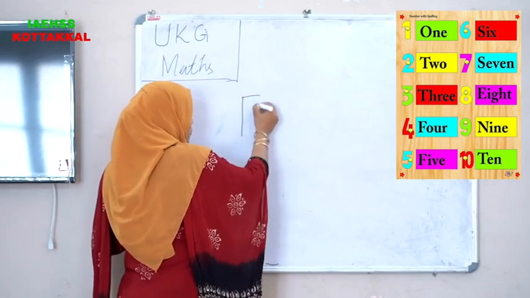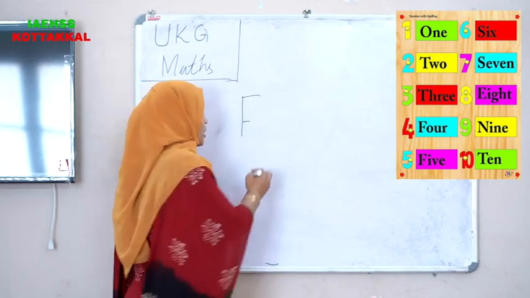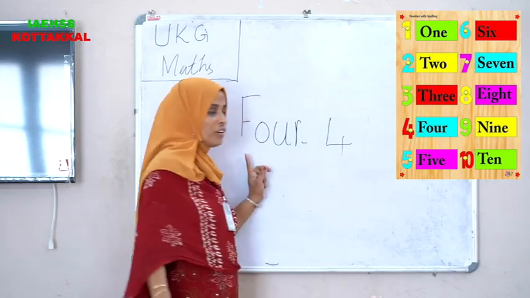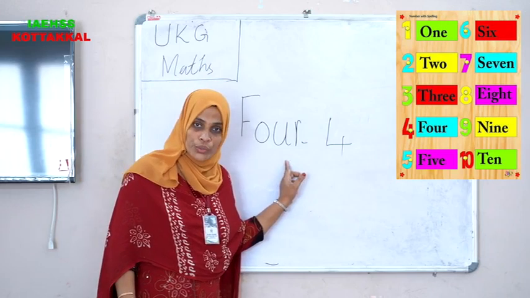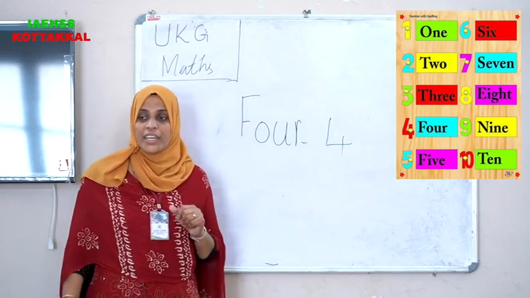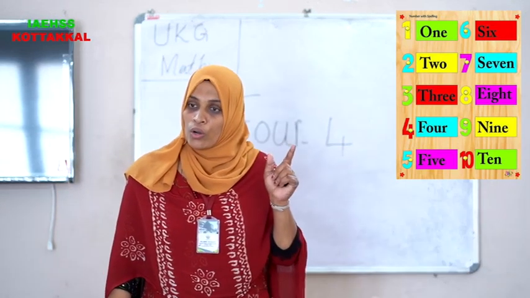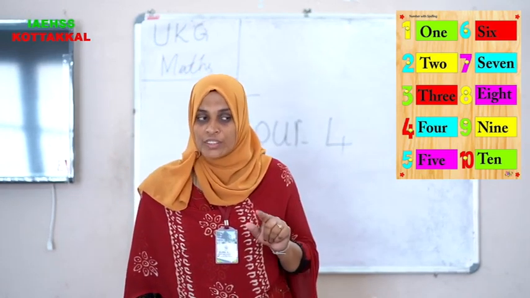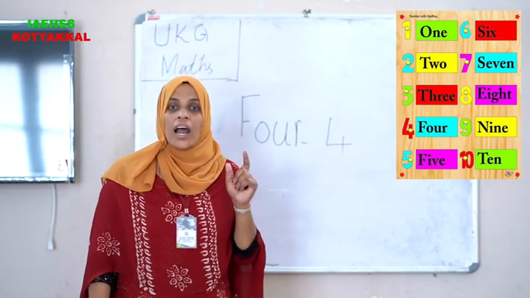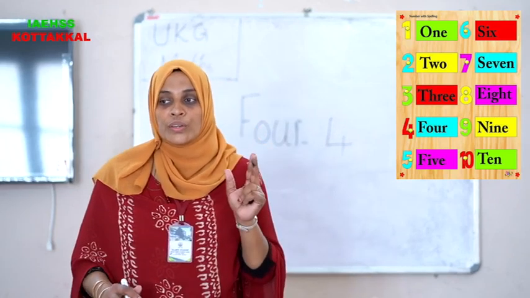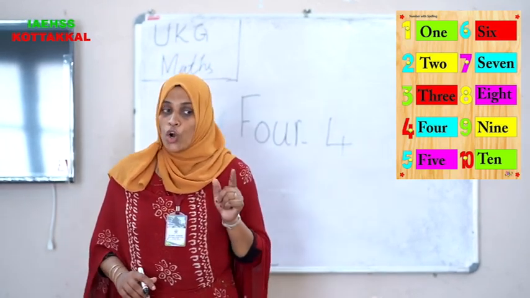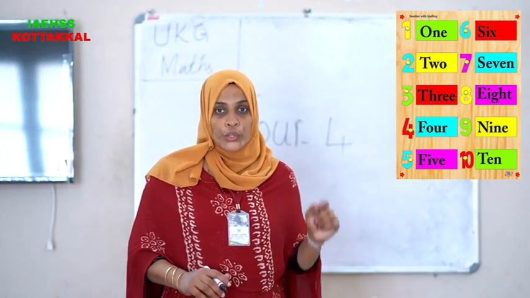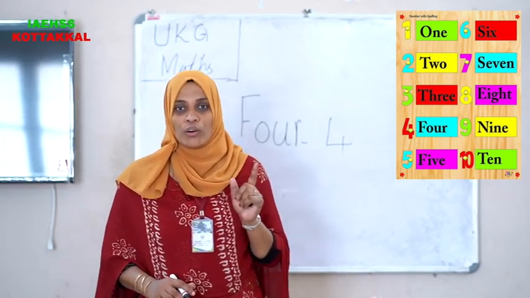4. F. Which letter? F. O. U. R. 4. F. O. U. R. 4. All of you study. F. O. U. R. 4. All of you say. F. O. U. R. 4. Say all of you. First letter F. O. U. R. 4.